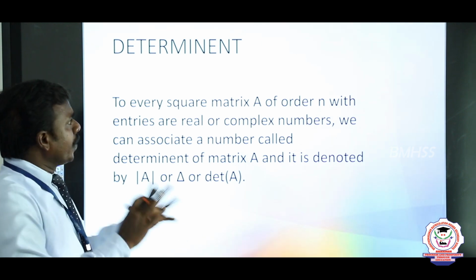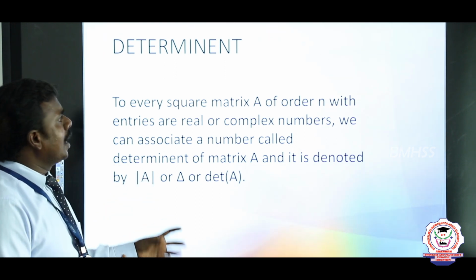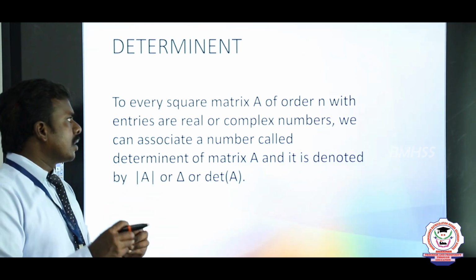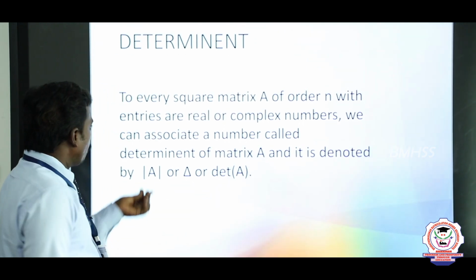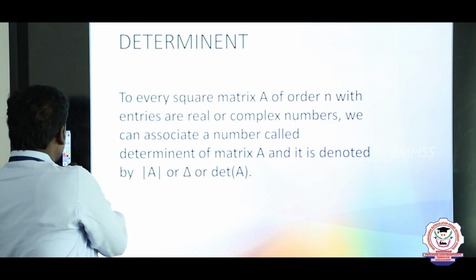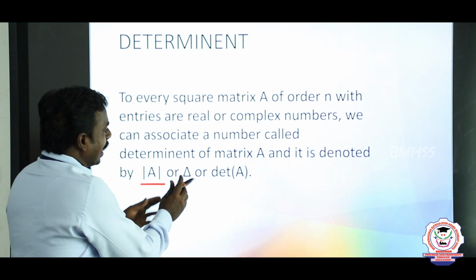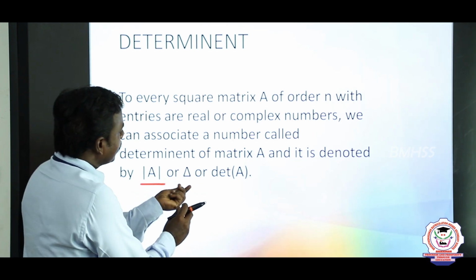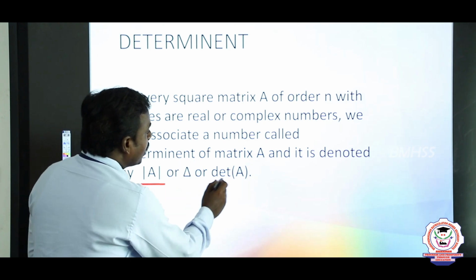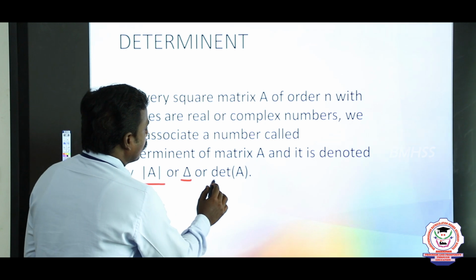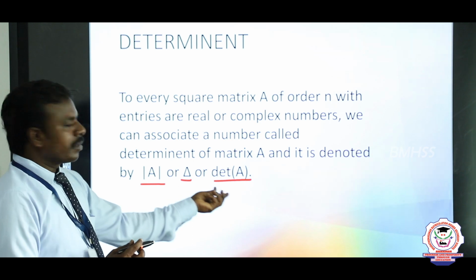Determinant. To every square matrix A of order n with entries of real or complex numbers, we can associate a number called determinant of matrix A. It is denoted by modulus of A. This is the modulus symbol or double bar, or det, or del. So, it is denoted in these three ways: modulus of A, del, determinant of A.